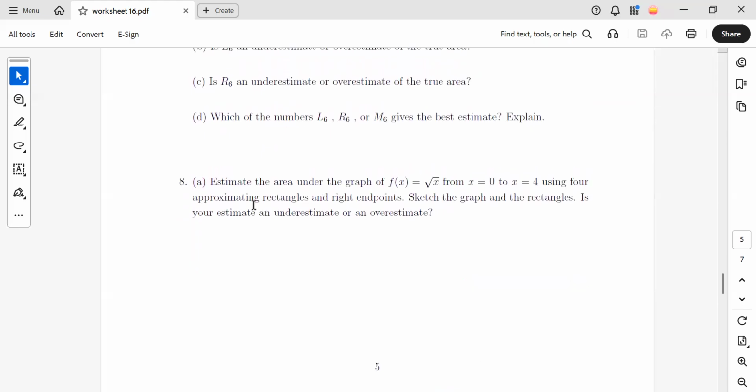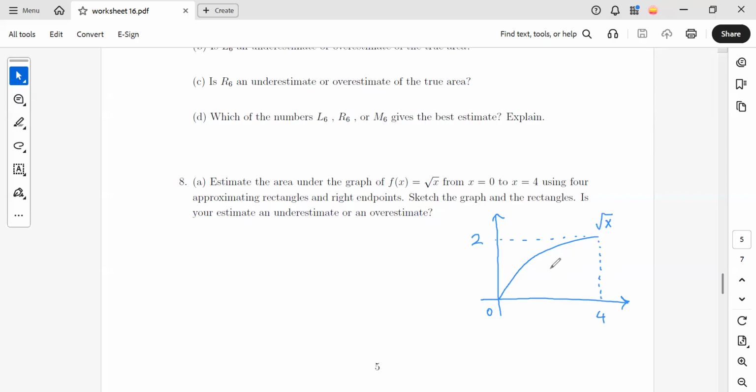Estimate the area under the graph of square root of x. From the beginning chapters, we know that we should know the basic graphs. In here, we are going to use square root of x from 0 to 4. And we know that for 4, we have the y value of 2 because it is square root of x.